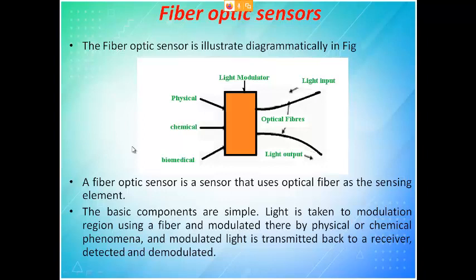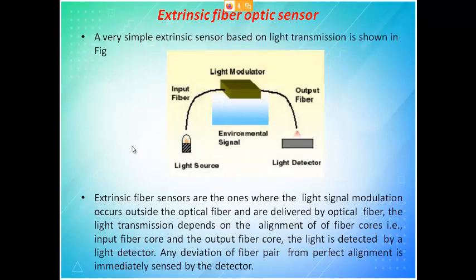A fiber optic sensor is a sensor that uses optical fibers as a sensing element. The basic components are simple. Light is taken to the modulation region using fiber and modulated through physical or chemical phenomena, and the modulated light is transmitted back to the receiver, which detects and demodulates. That is the basic of a fiber optic sensor. There are two types: one is called extrinsic, another is intrinsic. In extrinsic fiber optic sensors, the light signal modulation occurs outside the optical fiber and the signal is delivered to the optical fiber. So the fiber is just used to carry the light wave, that's all, in the case of extrinsic.